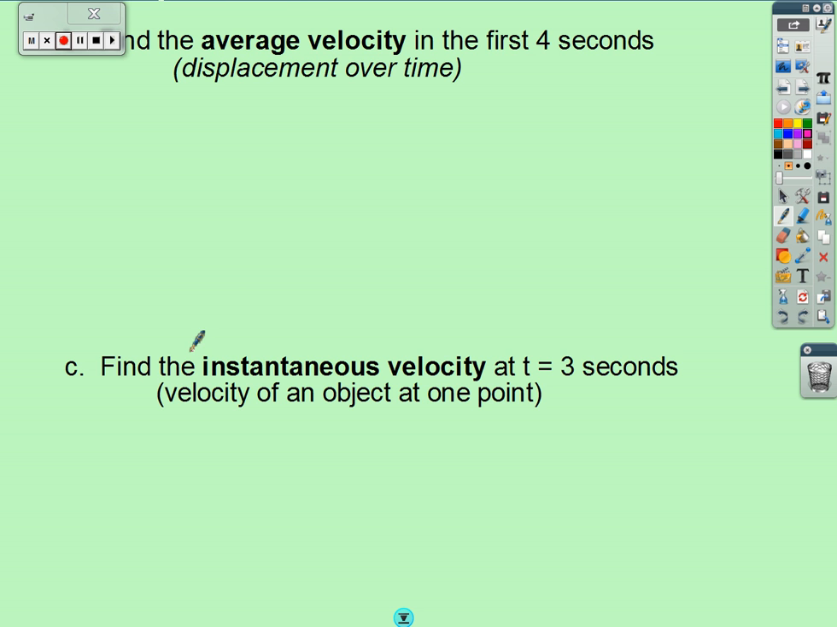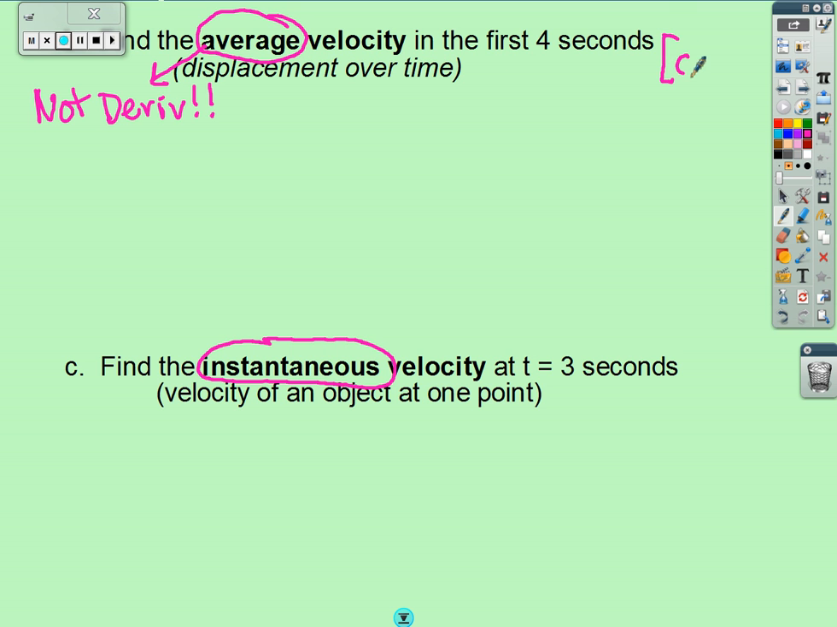The next thing we're going to talk about is average velocity. So average velocity is different than instantaneous velocity. Instantaneous velocity, we said, is a synonym for the derivative. Average velocity is not the derivative. Average velocity in the first 4 seconds. So again, we're looking over an interval from 0 to 4 seconds.